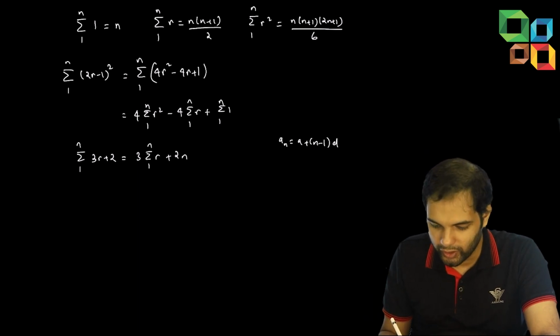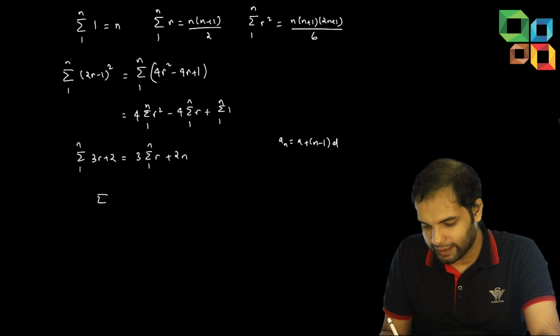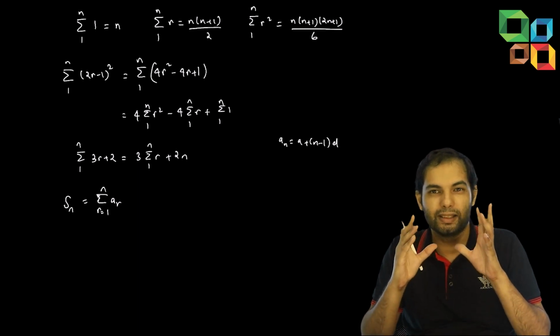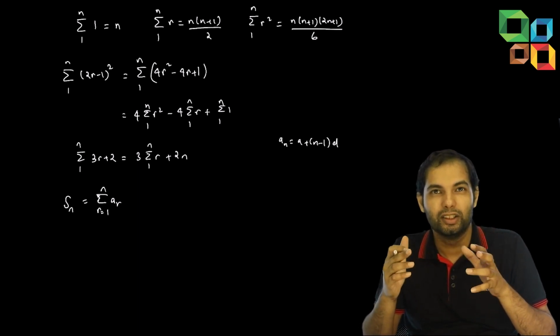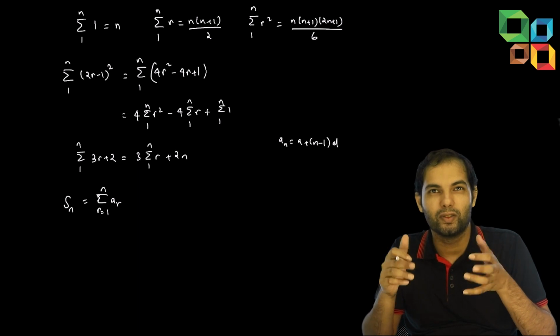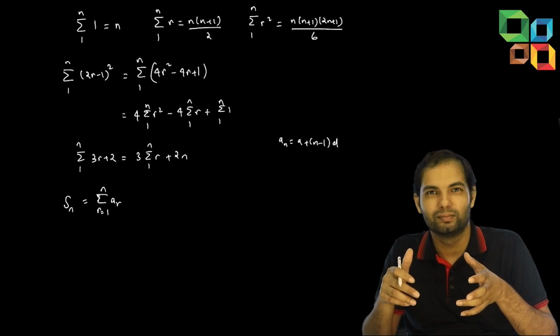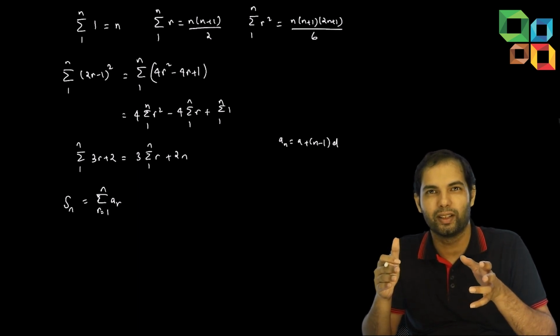So what we are actually doing, we are writing summation a_r, and this is nothing but Sn, summation a_r, r equal to 1 to n. So we already know some basic summations, that is summation r. Everything up to a quadratic equation will come under this. So any summation given, we can figure out.